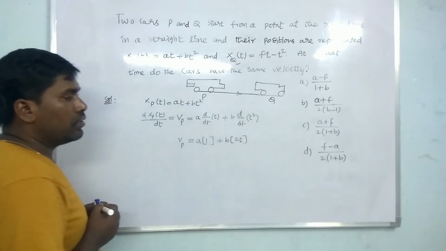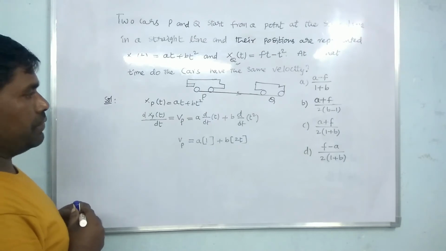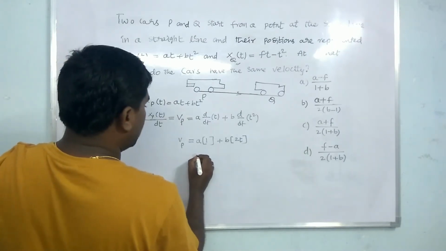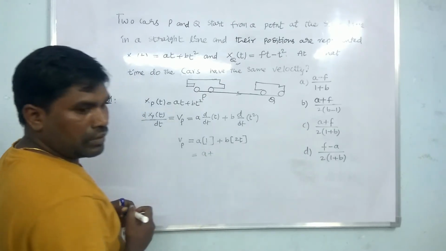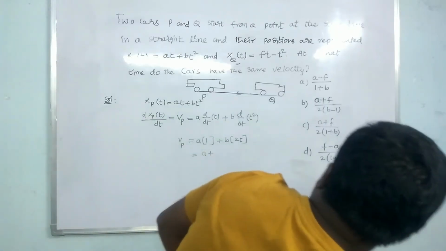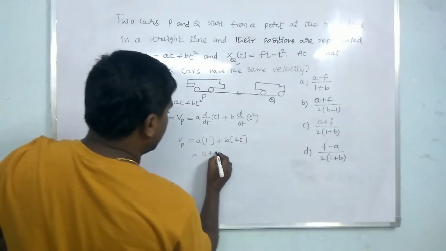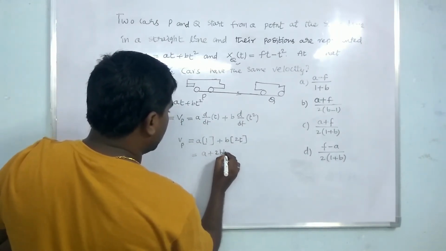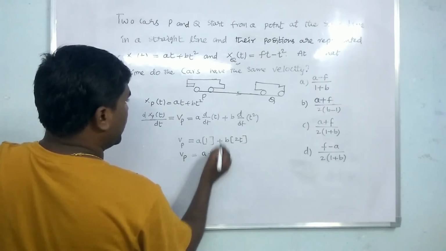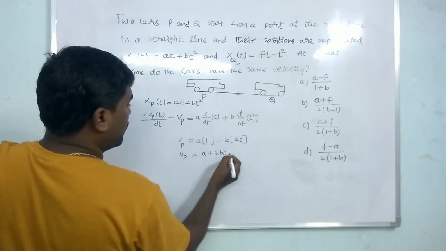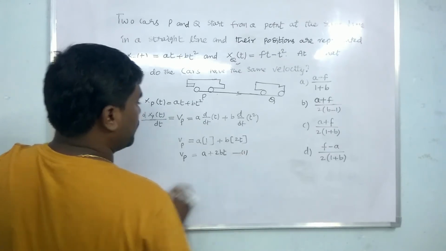So we get a plus 2bt. This is v_P, the velocity of the car P, which is equal to a plus 2bt. So this is equation 1.